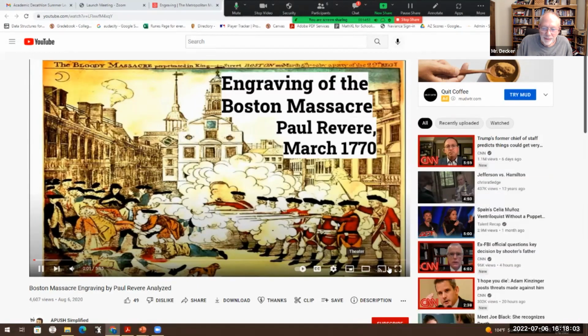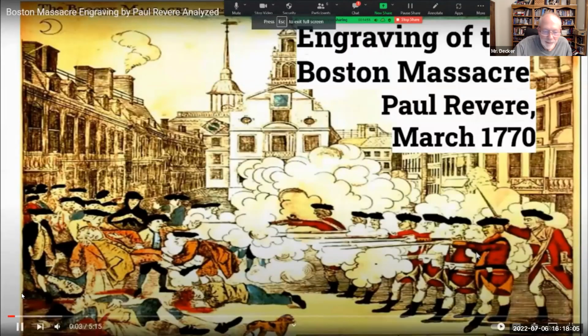Hello everyone. Today we're looking at a super famous primary source which has been used a lot on AP tests, and that is Paul Revere's engraving, which depicts, with a bias, the Boston Massacre that occurred in March of 1770. We're going to briefly discuss the historical context, the Boston Massacre itself, and Revere's depiction of it.